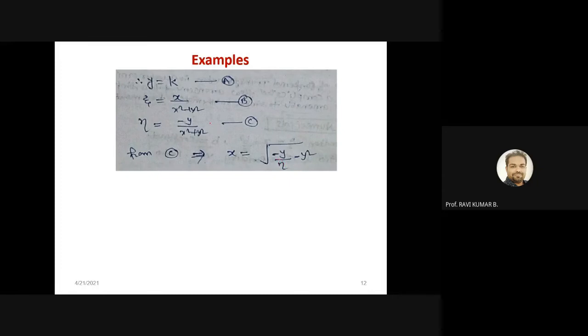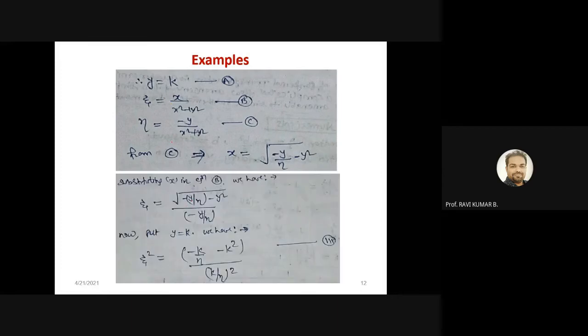Now substitute this value of x in xi, and also the value of y in terms of k in this equation, that is equation B, where we are putting the value of x as well as y, right? If you substitute in place of x, you can write this entire thing that you got from equation C, divided by x square plus y square, that term is coming here, y divided by eta. Now substitute the value of y also. y is k basically, so in place of y, you put k. So you got this equation, right? Now you rearrange the terms again. You cross multiply and solve and put it equal to 0. That kind of equation you'll be getting.